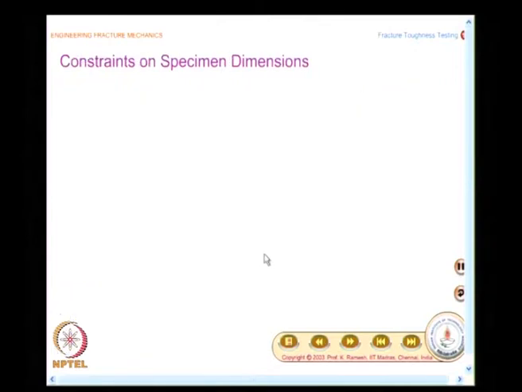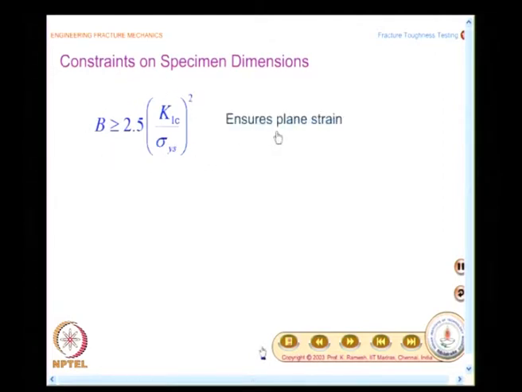And now we move on to look at what are the constraints on specimen dimensions. When we discussed modeling of plastic zone, we looked at, from the plastic zone size consideration, the thickness B is given as greater than or equal to 2.5 times K1C divided by sigma ys whole square. This condition is necessary to maintain plane strain situation in the testing.